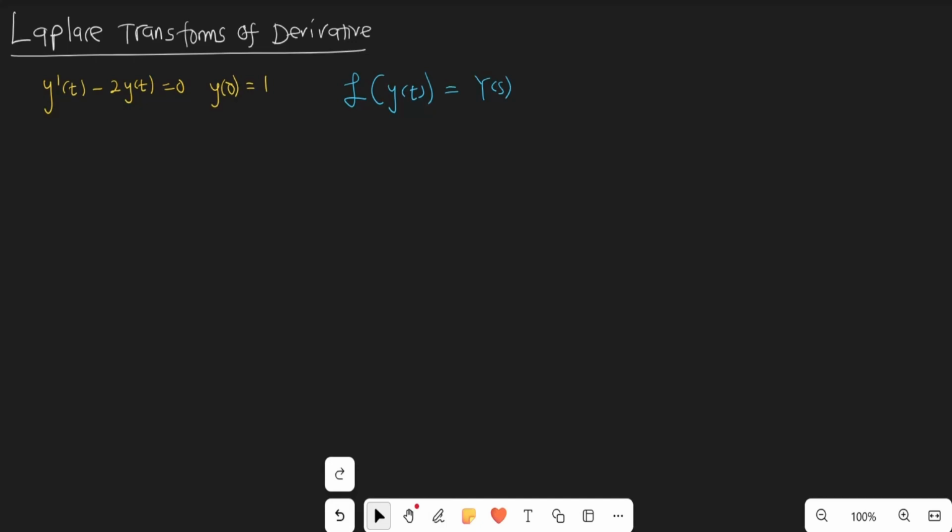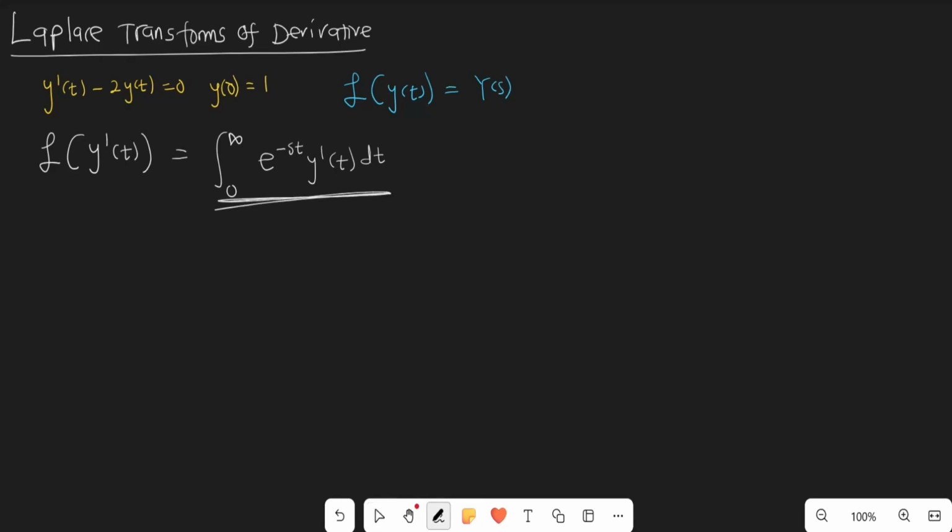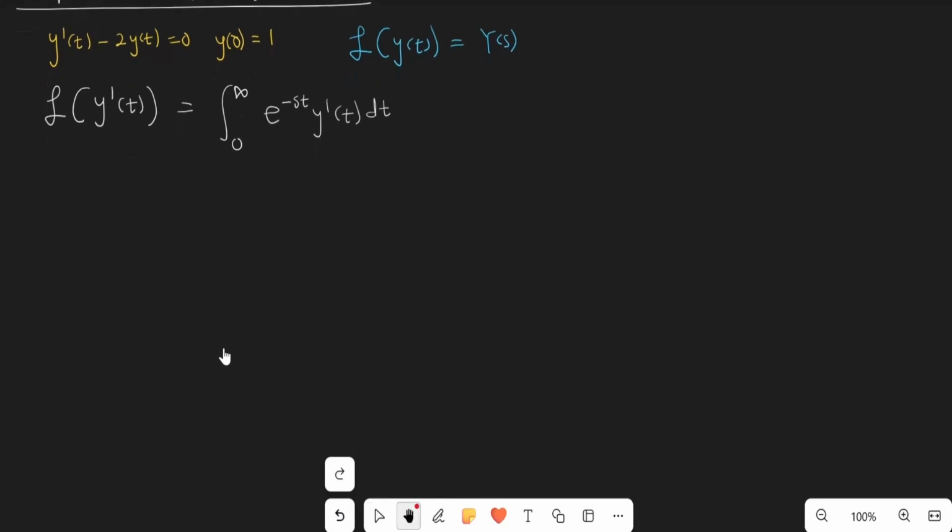From the definition, the Laplace transform of the derivative of a function, y prime of t, is the integral from 0 to infinity of e to the negative st, multiplied by what we are seeking to transform, which is y prime of t, dt. Right, so the task now is to find the value of this integral. To solve that integral, we will have to use integration by parts.